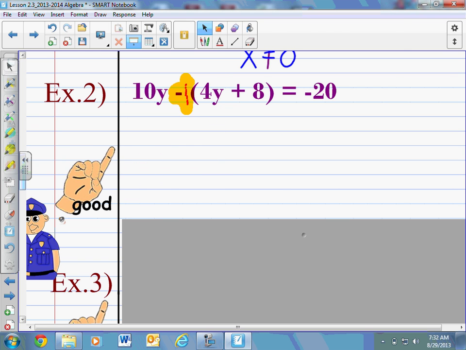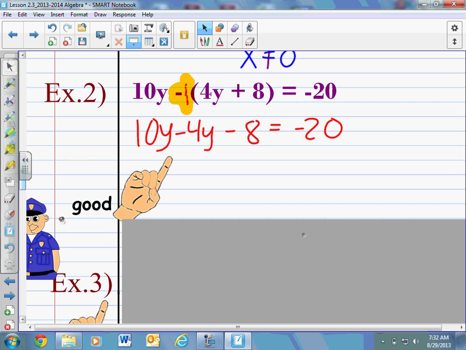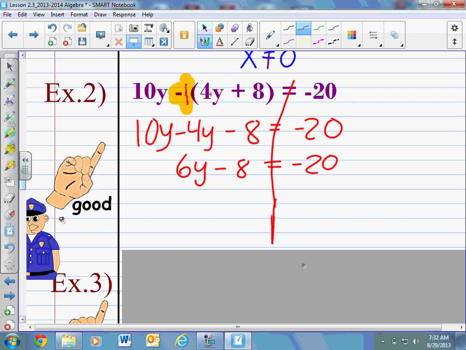So let's do that first. I get negative 1 times 4 is negative 4y. Negative 1 times 8 is negative 8 equals negative 20. And I'm going to write the 10y. Now it looks like what I have to do is combine like terms. 10y minus 4y. Super easy. They're right next to each other. So let's do that. 6y minus 8. Oh, there's my line. I forgot it. I keep forgetting it, but I want you to use it, so I've got to use it often.